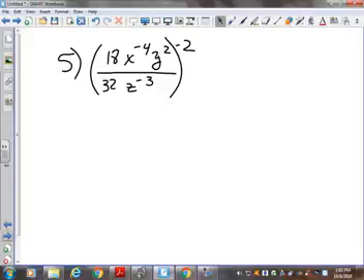I have a power on the outside, but what do I need to do? Start with it or start with the inside? Yeah, let's start with the inside. All right, so when we look at the inside, I've got 18 over 32. You think that'll reduce to what? 1 over 2. Oh, wait, no.